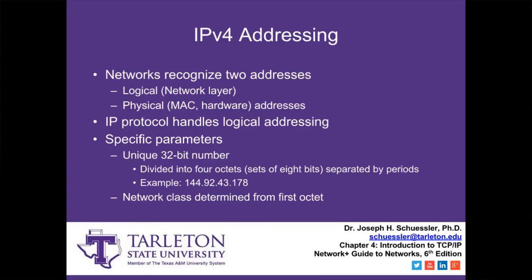So IP version 4 addressing. Networks recognize two kinds of addresses, logical and physical. When we're talking about logical ones, we're talking about IP version 4 or IP version 6. This is a logical layer address that's assigned at the network layer. And I say assigned because we as users have the ability to assign those addresses. It may be dynamically assigned, we'll talk about that a little bit more in a little bit, through a DHCP server, but it's something that we configure as a user or as a network administrator.